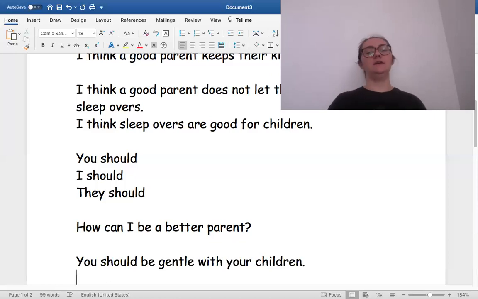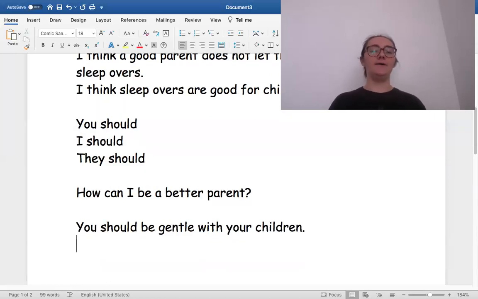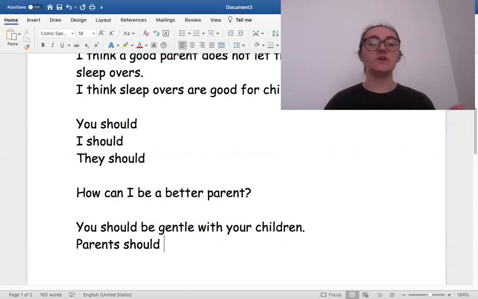Another way you could say this is parents should. So what's really nice about saying the word should is you just have to put any kind of noun, really. You could use a pronoun. I should.